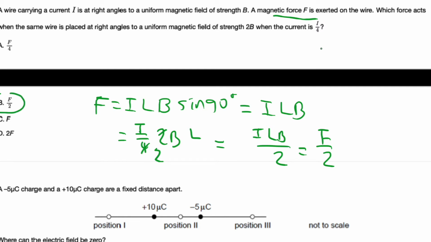So when current is divided by 4, the force will be divided by 4, right? So it's going to be F over 4, but because the field is multiplied by 2, then the force will be multiplied by 2. So F over 4 multiplied by 2 is going to be F over 2.